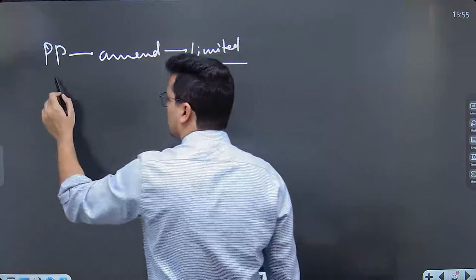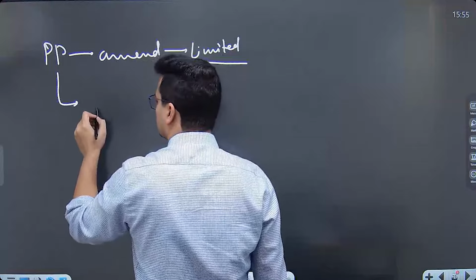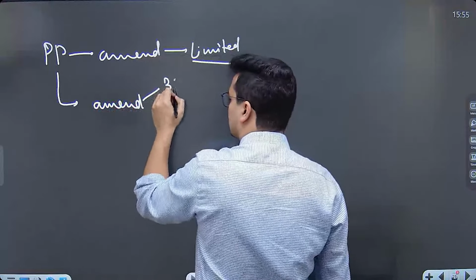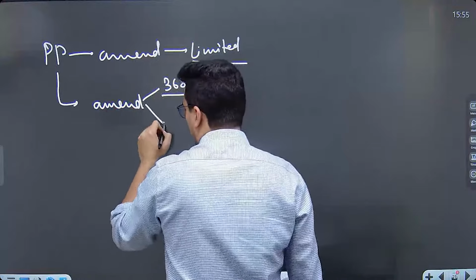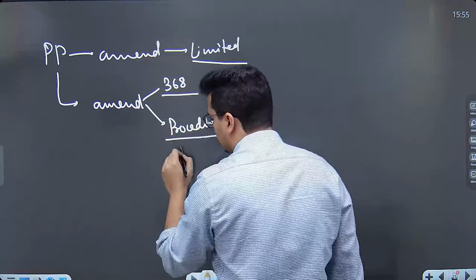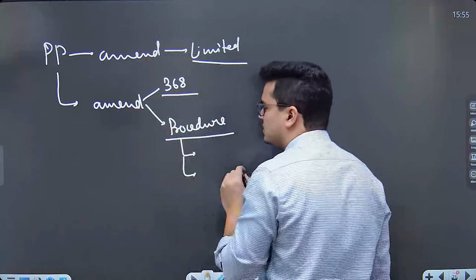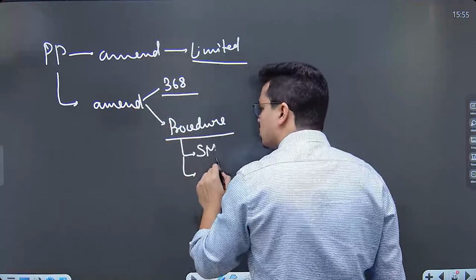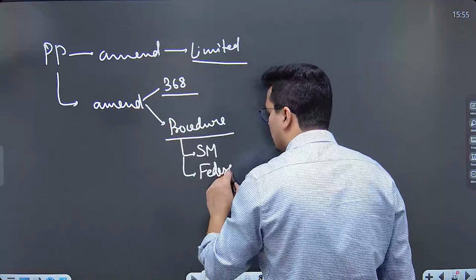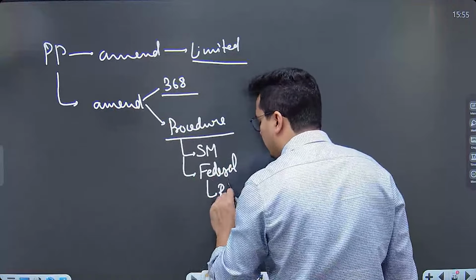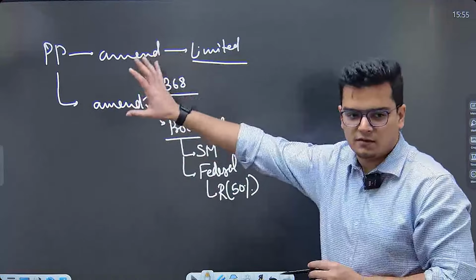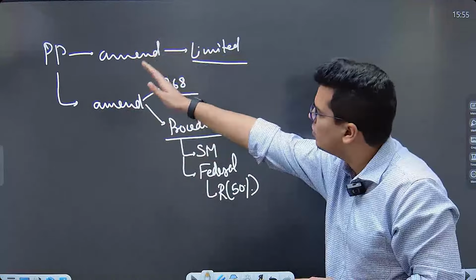Here we will show that parliamentary power to amend the Constitution is coming from Article 368. It has a certain procedure. In this procedure also, there are 2 special things. So one, there is need of special majority, and the other thing is that if it is a federal provision, it needs ratification from 50% states. Okay, this is the first part of the question, that parliamentary power to amend is limited.